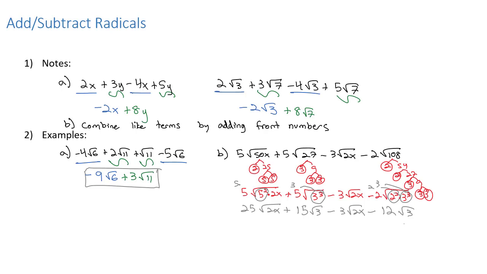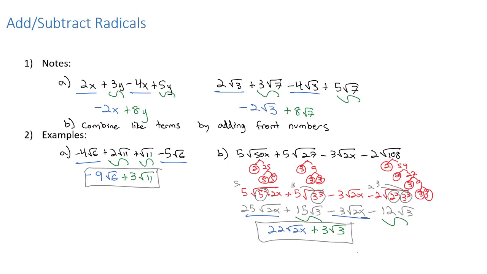And now when I look at this, I do have some like terms I can combine. We have 25 root 2x and negative 3 root 2x. 25 minus 3 is 22 root 2x. And then I have 15 square root of 3 minus 12 square root of 3 leaves behind 3 square roots of 3. And we've got our final answer.